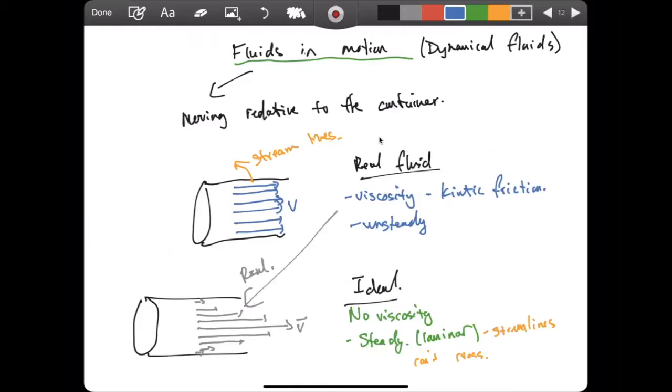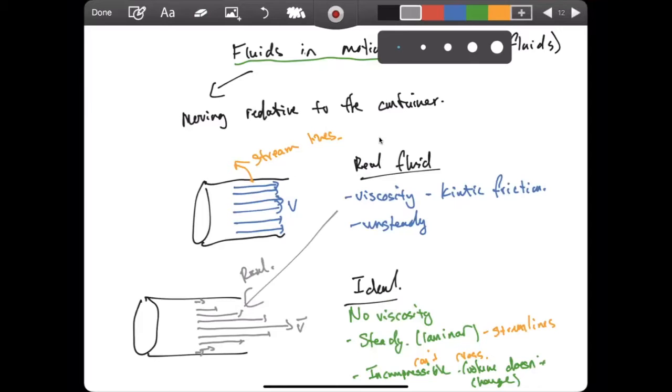So a real fluid is viscous, has kinetic friction, and is unsteady, whereas an idealized fluid is non-viscous, so no viscosity, and steady, so it has laminar flow again. Another thing is that an idealized fluid has to be an incompressible fluid, mostly in the fact that it can't change volume, so its volume doesn't change. That'll be important in the next part. In a real fluid, of course, it doesn't have to be. You can have air and other things like this, so it doesn't have to be incompressible.